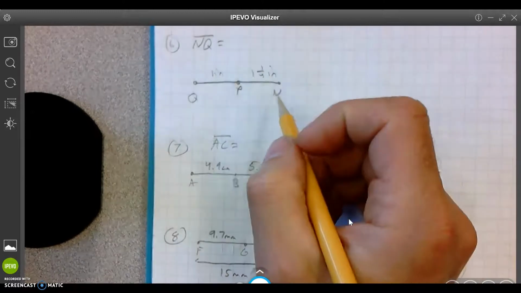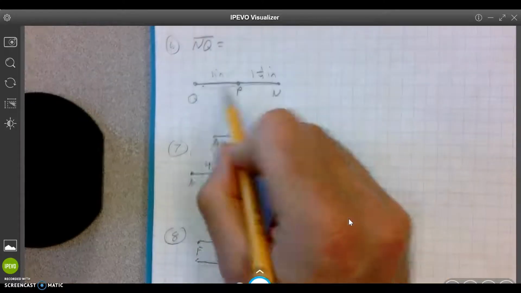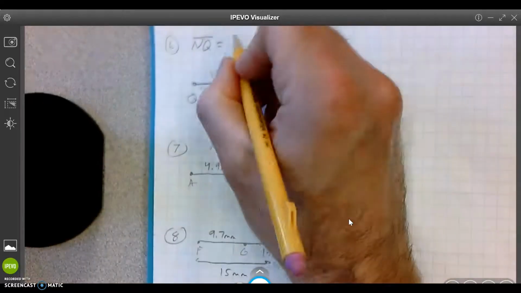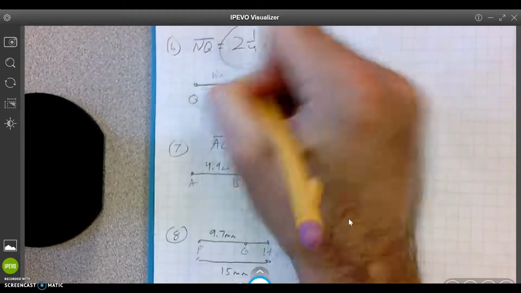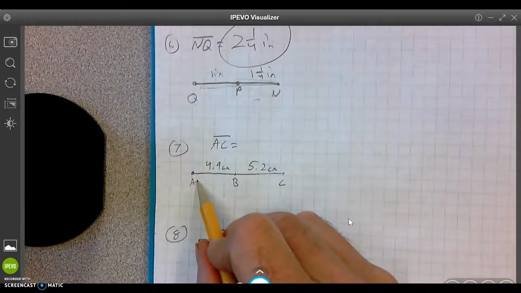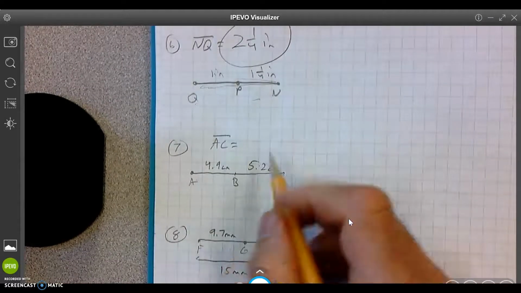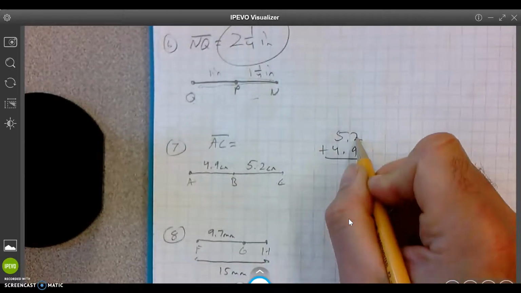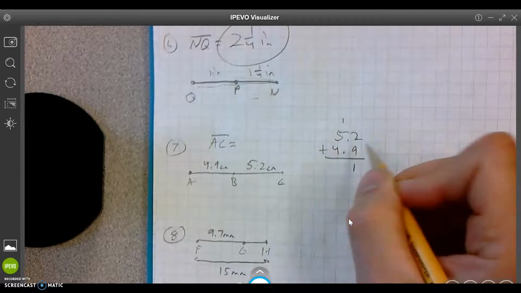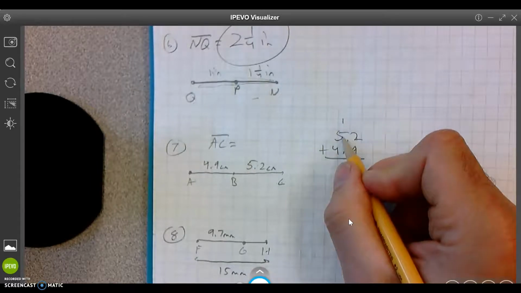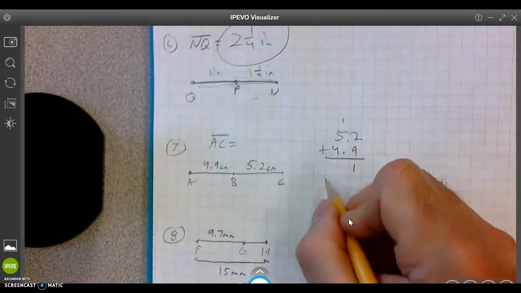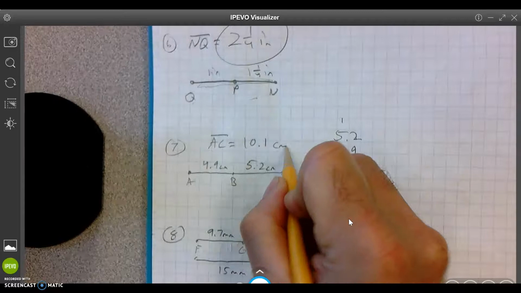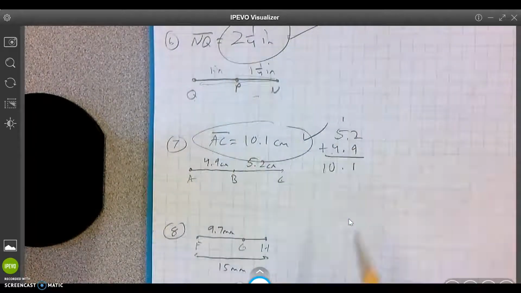Okay. N to Q, that means this and this. It doesn't matter. You can say Q to N or N to Q. So that means 1 plus 1 1/4, which equals 2 1/4 inches. Cool. AC, you're going to add these up. 5.2 plus 4.9. 2 plus 9 is 11. Bring up the 1. So 1 plus 5 is 6. 6 plus 4 is 10. So it's 10.1 centimeters. Boom. Check if you got it.